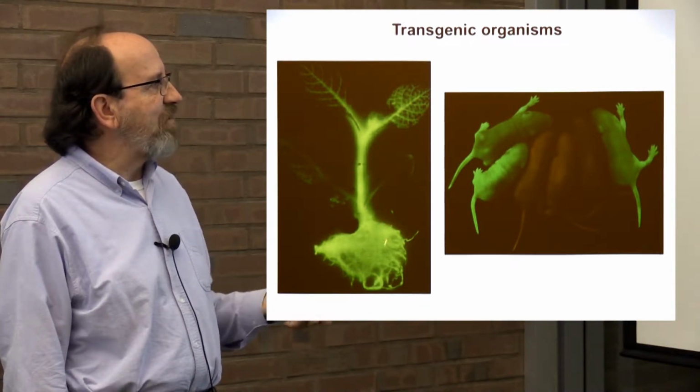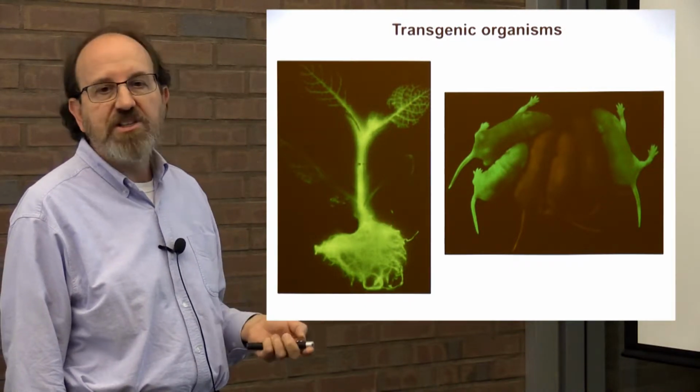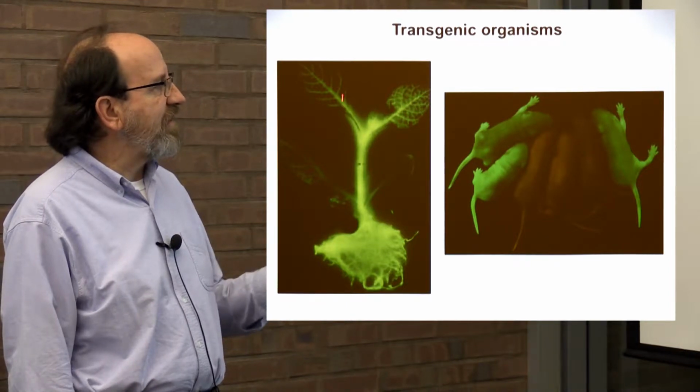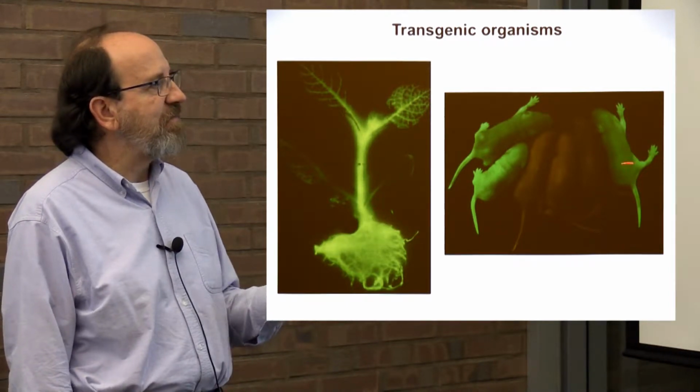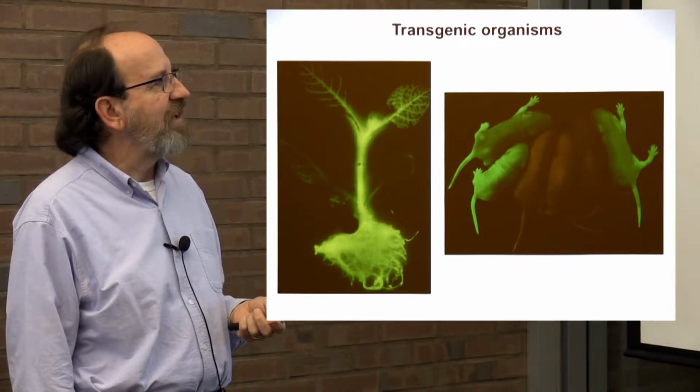The classic example, the most dramatic example, certainly is the green fluorescent protein, which originally came from a jellyfish. So here's a tobacco plant expressing green fluorescent protein, and here are some mice that are expressing this protein. And these, of course, are dramatic because they're brightly green and fluorescent.